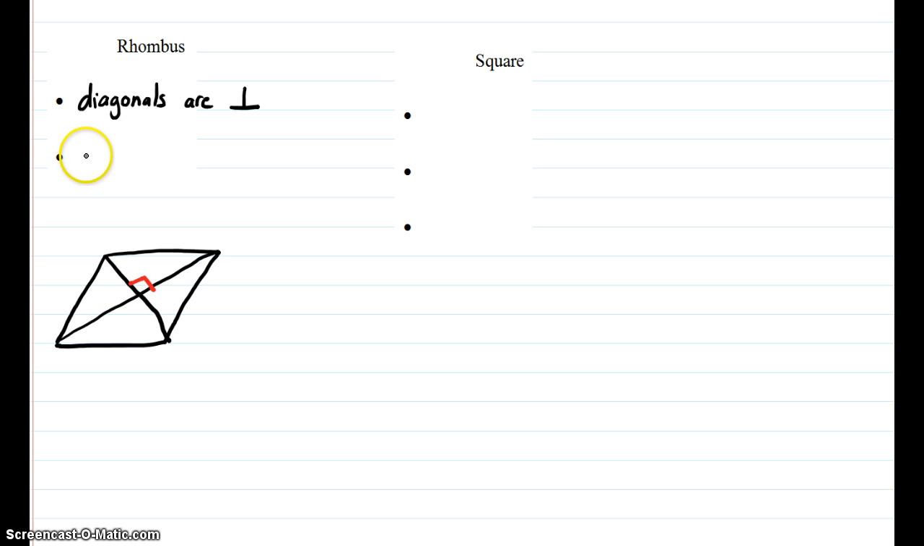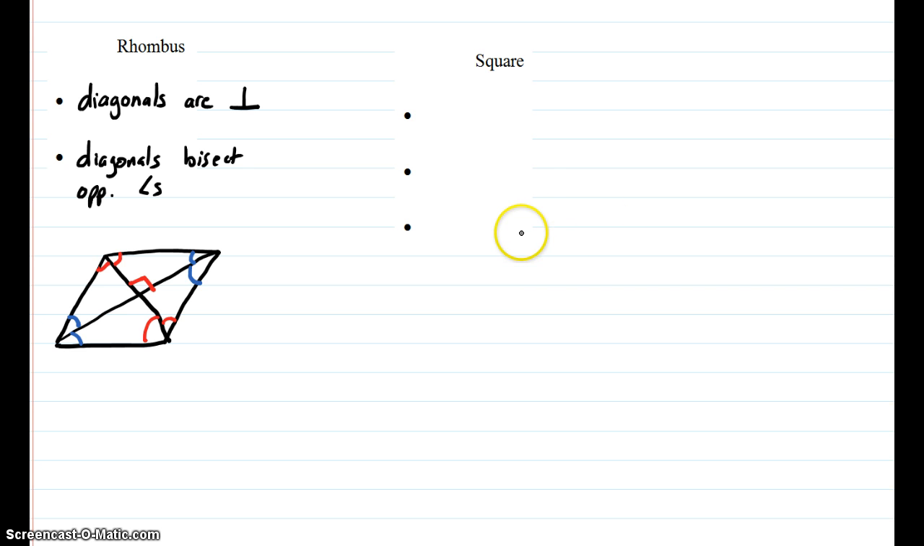Another interesting thing is that the diagonals bisect the opposite angles. So what happens is this diagonal comes to this angle and it bisects it, so these two are equal. And so since the opposite angles are equal, these four pieces actually end up being equal. Same thing here. This diagonal bisects this angle, and so now the two pieces are congruent.